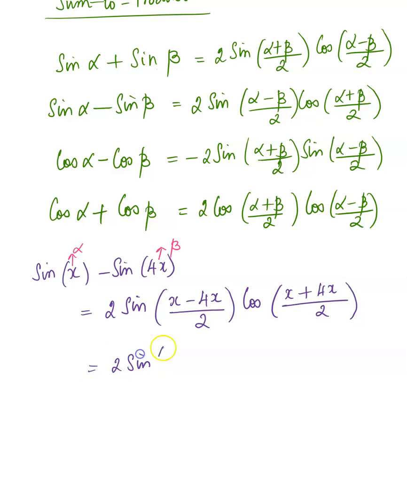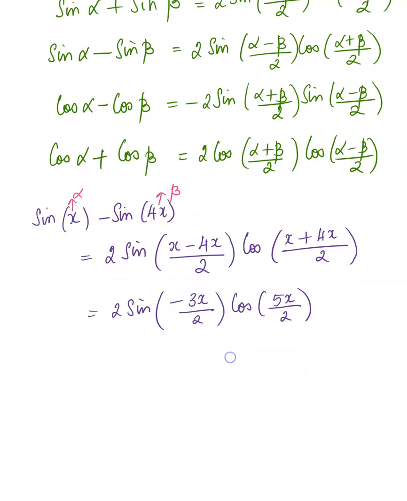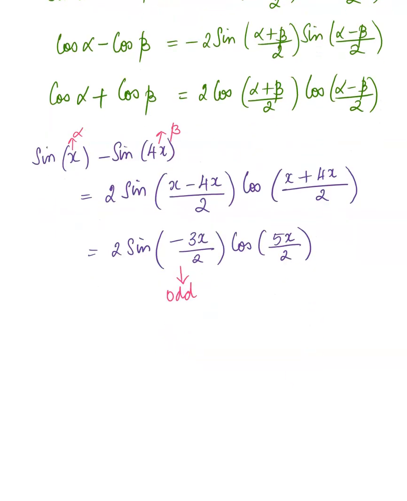2 sine of x minus 4x, which is negative 3x over 2, and cosine of x plus 4x, which will be 5x over 2. You know, sine is an odd function. So if it's an odd function, the minus is not absorbed. The minus is brought in the front. And therefore, this becomes negative 2 sine 3x over 2 cosine 5x over 2. Thus, you have simplified by converting the sum to a product.